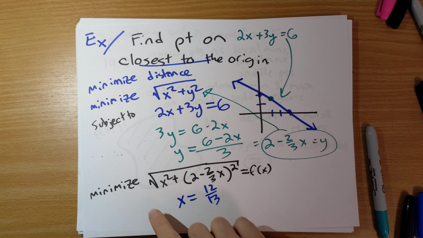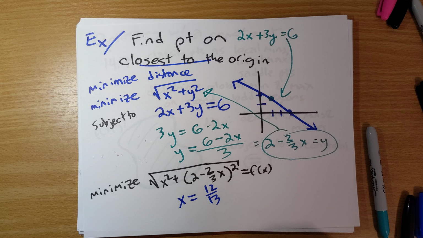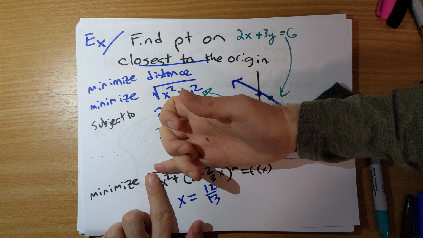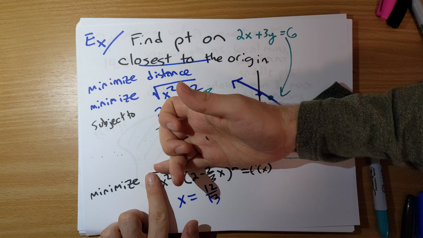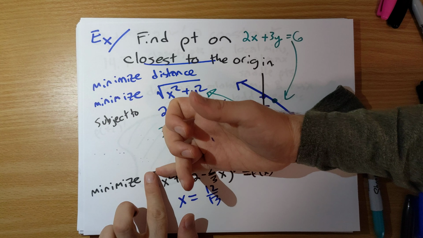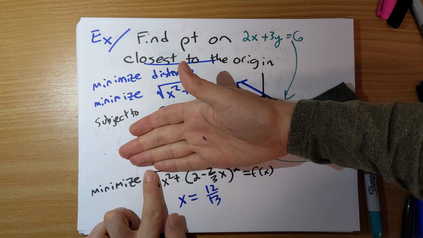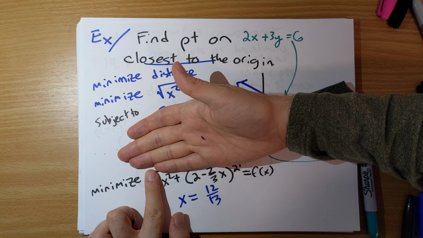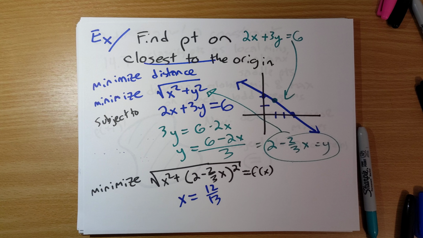But I will say, if you want to try this at home, realize that if we minimize this quantity here, that is the same thing as minimizing this quantity without the square root. The x value that minimizes this and the x value that minimizes this without the square root are the same x value. So minimizing x squared plus (2 minus 2/3 x) quantity squared will be slightly easier to do computationally.